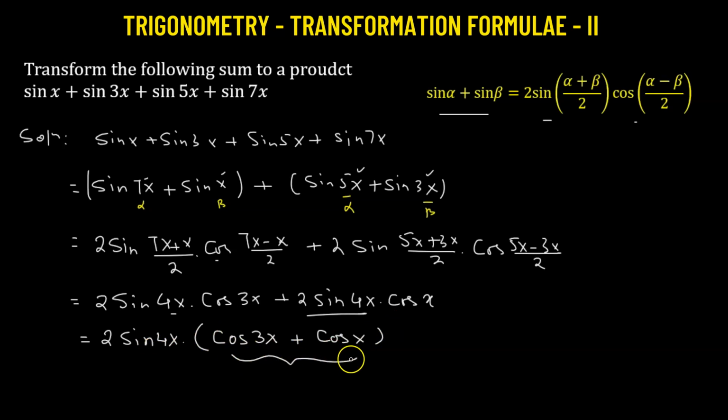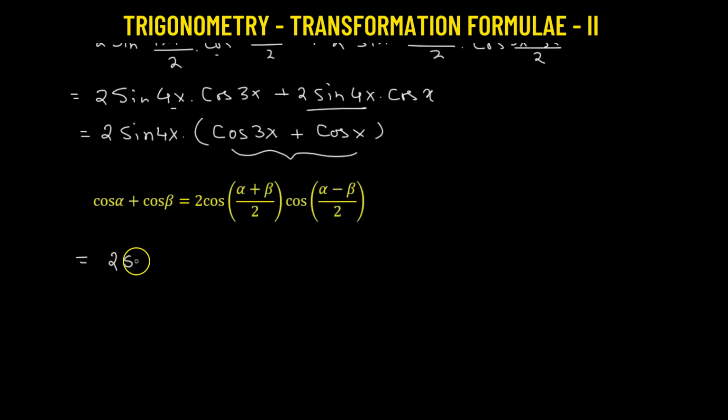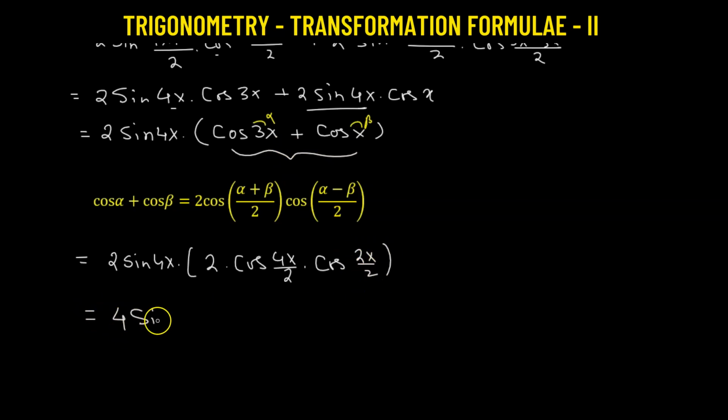Now what we have is the sum of two cosine functions. So we'll have to apply a new transformation formula. So we will have 2 times sine of angle 4x. So cosine of 3x, we're going to treat 3x as alpha and x as beta. So that gives us 2 times cosine of angle, so we have 3x plus x, that's going to be 4x divided by 2, multiplied to cosine of 3x minus x, so that's 2x over 2. This gives us now 4 times sine 4x times cosine of 2x multiplied to cosine of x.